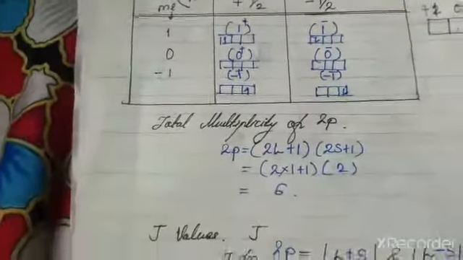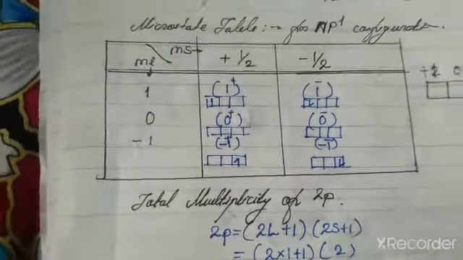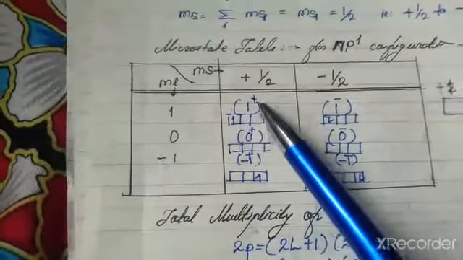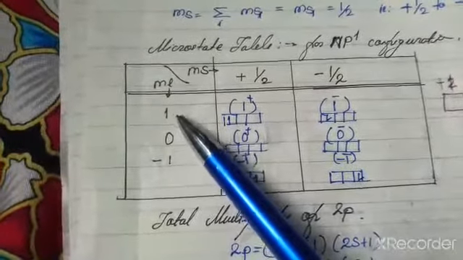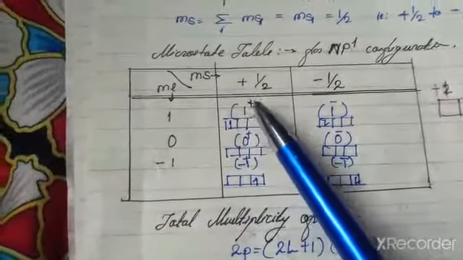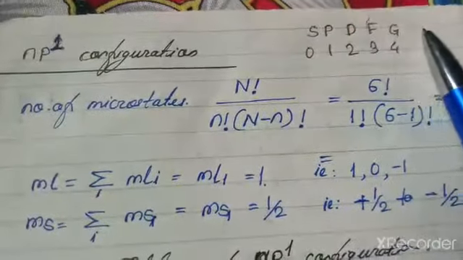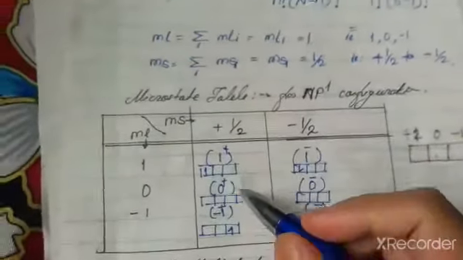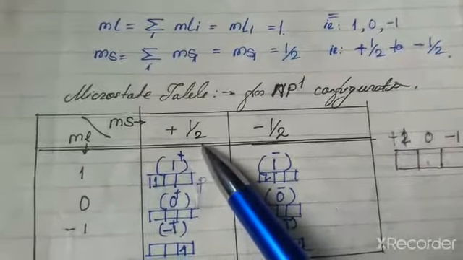Okay, now assign the terms. This first one is an ml value, the first microstate, that is 1 plus. So 1 plus has an ml value of 1. If ml is equal to 1, then according to this rule S, P, D, F, G, the term is P. Then write down here P. Okay, and if S is equal to 1 by 2, then we can use spin multiplicity.